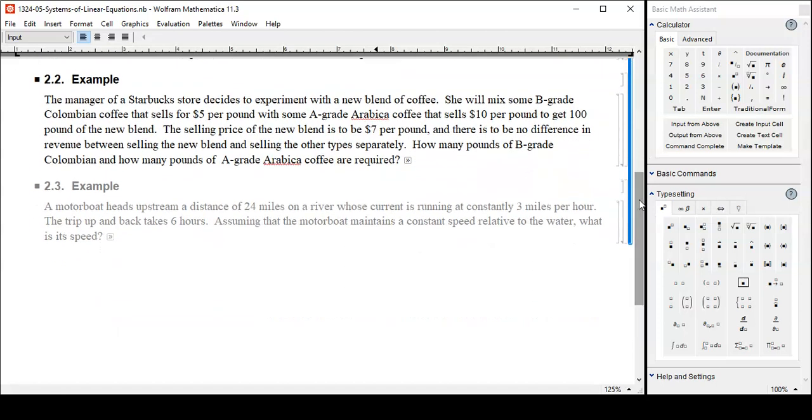The manager of a Starbucks store decided to expand a new blend of coffee. She'll mix some B-grade Colombian coffee that sells for $5 per pound with some A-grade Arabica coffee that sells for $10 per pound to get 100 pounds of the new blend. The selling price of the new blend is $7 per pound, and there is no difference in revenue between selling the new blend and selling the other types separately. How many pounds of B-grade Colombian and how many pounds of A-grade Arabica coffee are required?